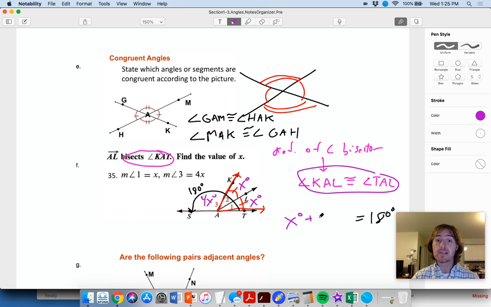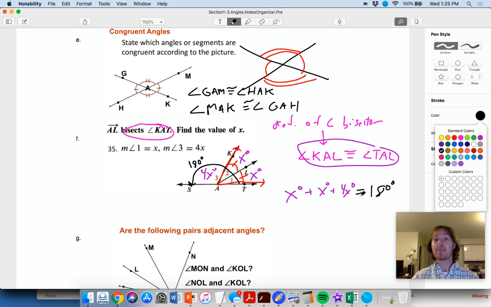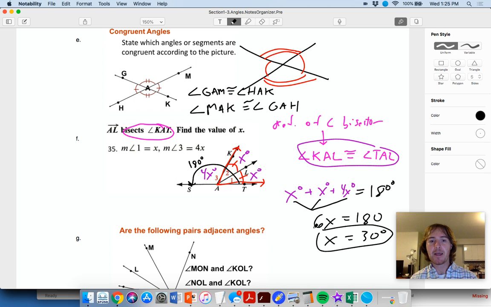Remember, part plus another part. This actually has three parts to it, which would have to equal the whole. So this isn't exactly the angle addition postulate. It's kind of an extension of that. Now we can solve this with Algebra 1. We have 1x here and another x right here, so 2x plus 4x is 6x. That equals 180. Divide both sides by 6, and you get x equals 30 degrees. And we're good to go.